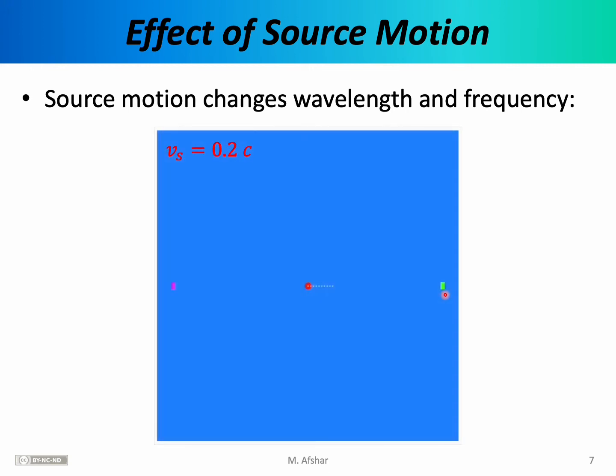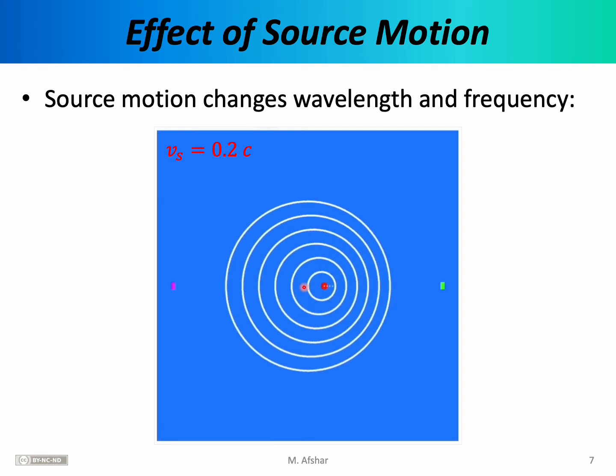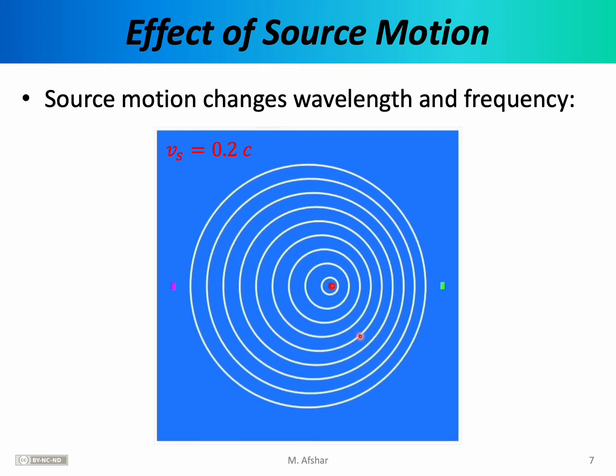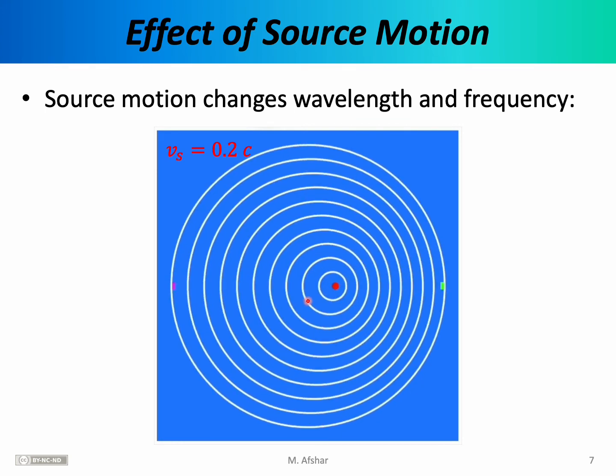So let's give the source a little bit of speed. Here, the source speed is 0.2c. So the source is moving at 20% the speed of sound. And of course, as it is moving, it is generating sound waves. You can see the wavefronts. Each one is a circle that moves outwards. The speed with which each circle propagates is simply the speed of sound, which we're calling c.